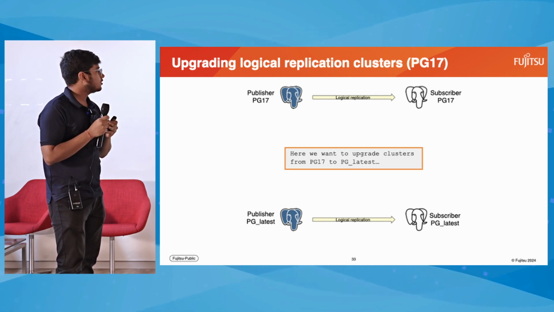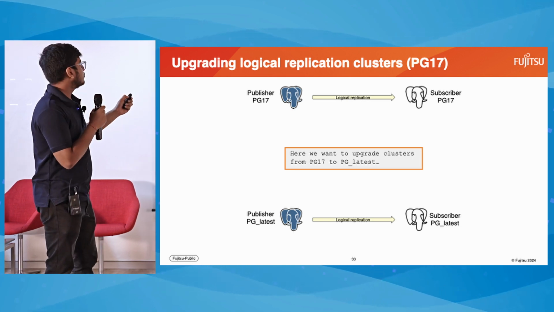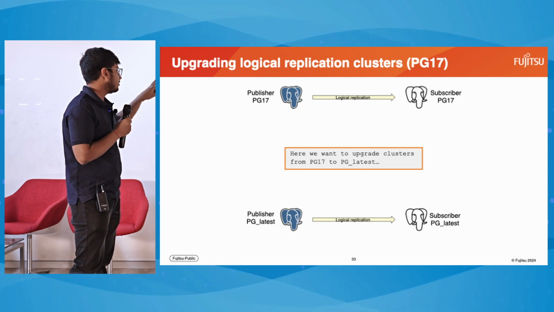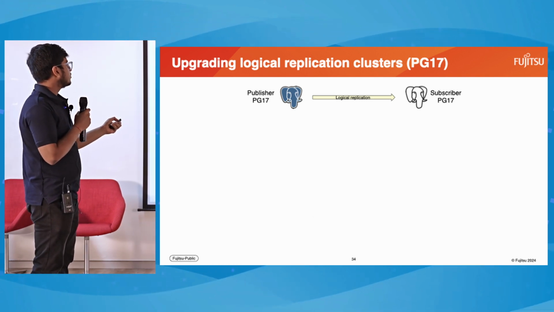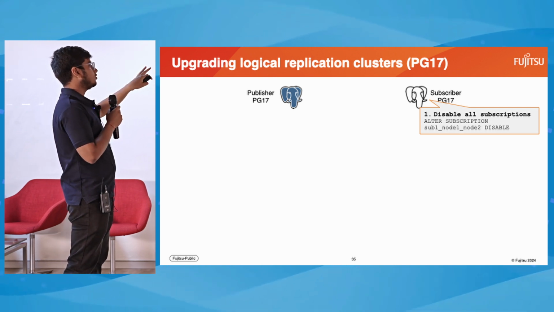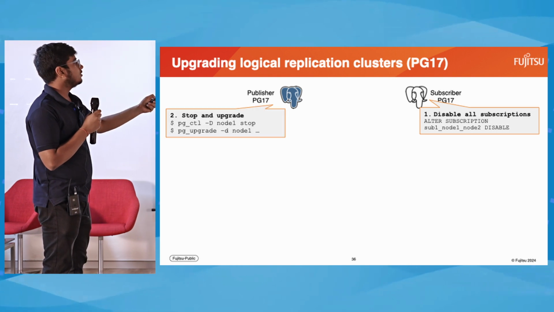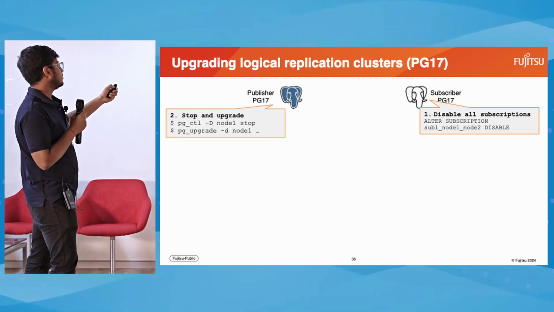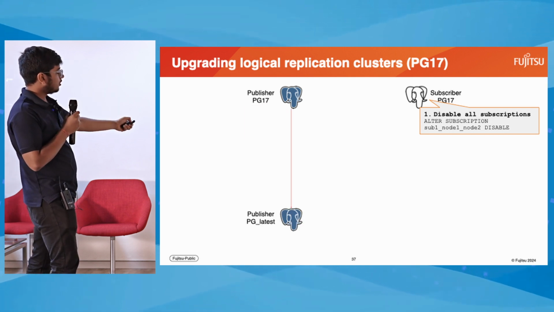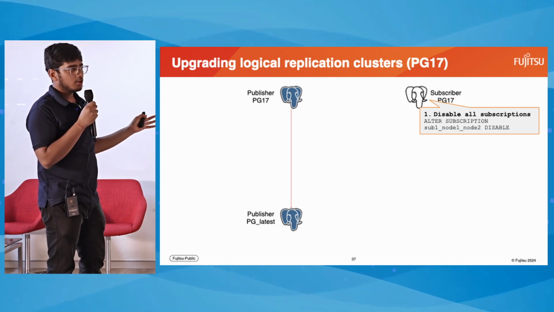Now let's see the next steps, which we would follow now. So we have an initial setup of logical replication in PG17, and we want to upgrade it to the latest PG. So what we do, we disable all subscriptions because we don't want the connection between them during the upgrade. Now we just stop node 1, the publisher node, and upgrade it to the latest PG, and we don't need to follow the additional steps of recreating the slots.